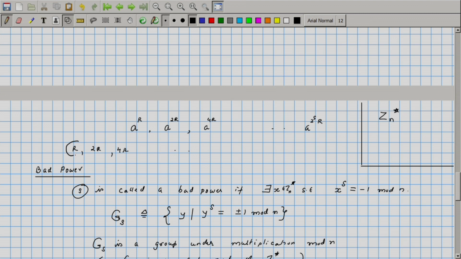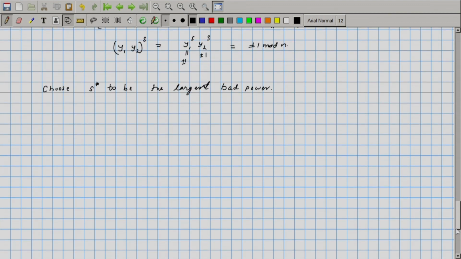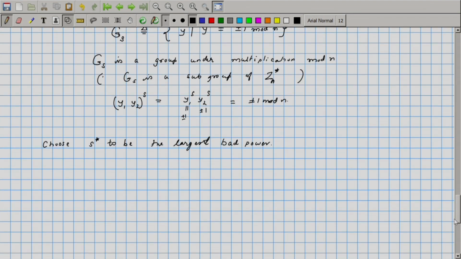Clearly, R being an odd number is surely a bad power, because minus 1 raised to R is going to be minus 1. Okay. So, R clearly is a bad power, minus 1 here means P minus 1. So, therefore, the number R which is an odd number surely is going to be a bad power. 2R, 4R, these are all even numbers, they may or may not be bad powers, but we want to look at the largest bad power, let that be S star.